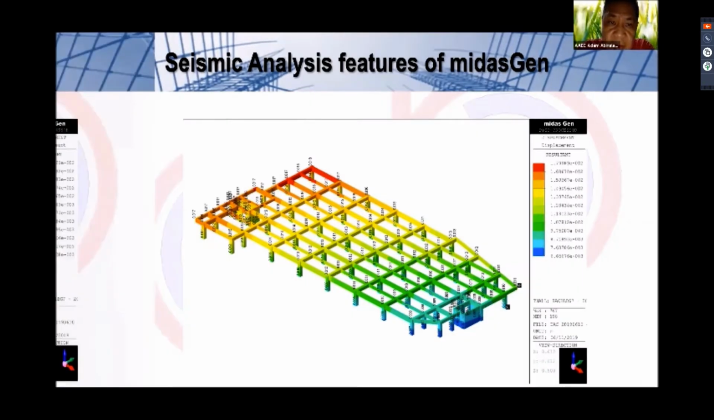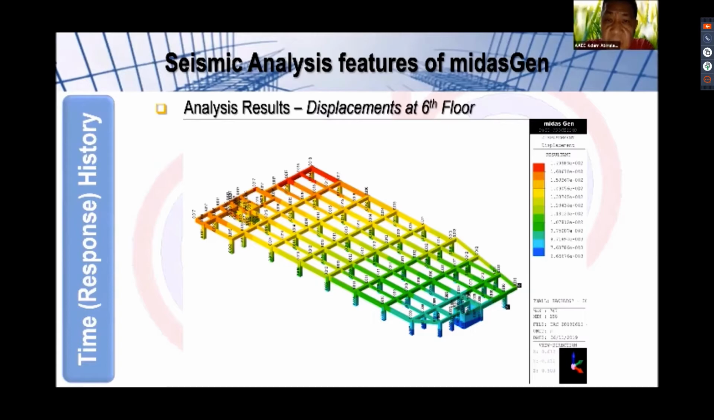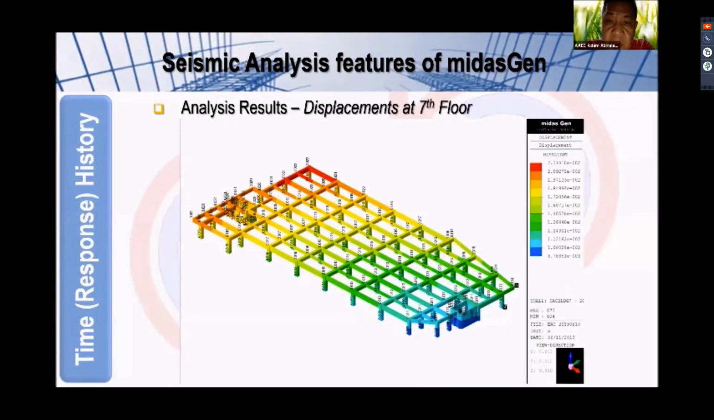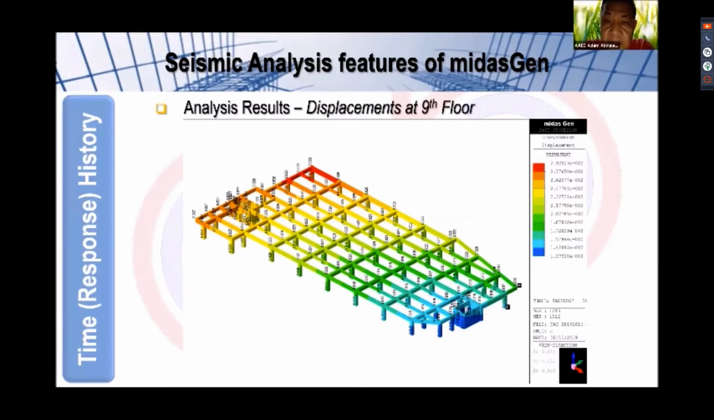So these are the analysis results, no? For the displacement at all floors up to the 10th floor. Looking at the 10th floor, you will see that the maximum displacement is recorded at a value of 0.00332, which is 3.2 millimeters. As you can see, it's very small. This corner, where you have the red color, represents the maximum displacement.